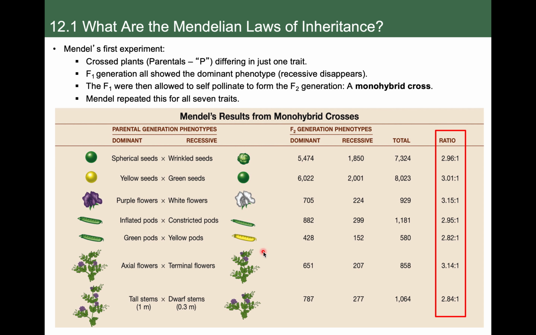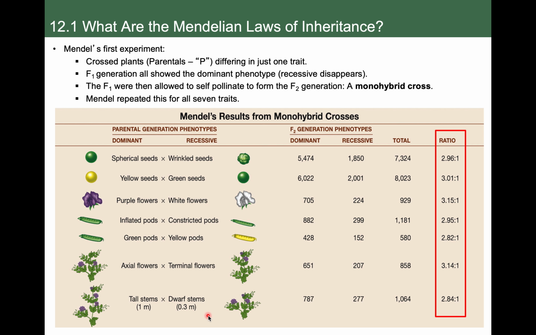And what really jumped out at him is, no matter which trait he was looking at, which character, so here's the 7, right? He was looking at flower colors, I already mentioned, and seed color, the shape of the seeds, color and shape of the pea pods, where the flowers were located on the plants, were they axial or terminal, and then were they basically tall or short plants. Okay, so we had these 7 different characters.